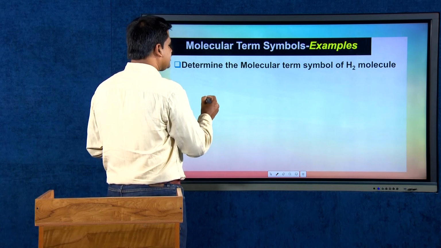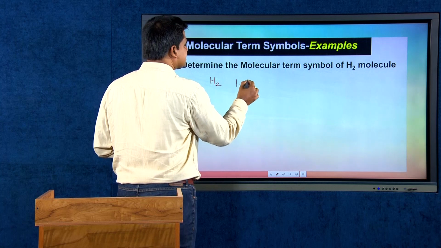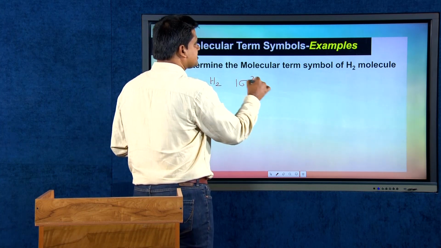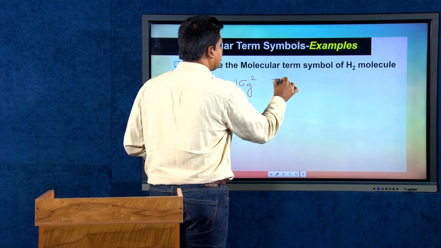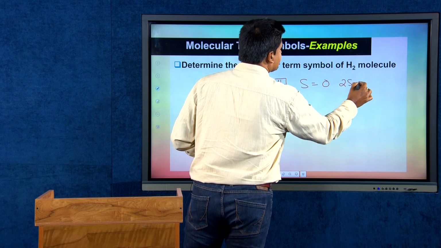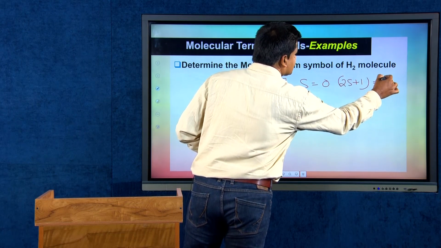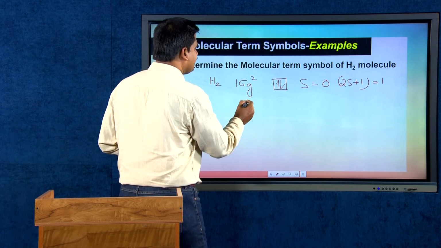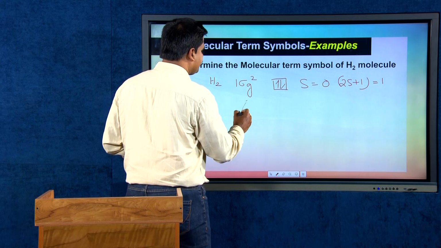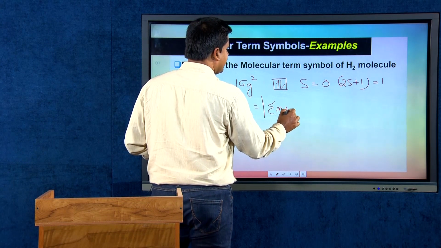First, we have to write the configuration. The configuration of the H2 molecule is 1 sigma g2, and the 2 electrons are in opposite directions. So, the value of S is equal to 0. No unpaired electrons are here, so S is equal to 0, so multiplicity 2S plus 1 is equal to 1. And we have to compute the value of lambda. Lambda is equal to the modulus of the sum of MLI.